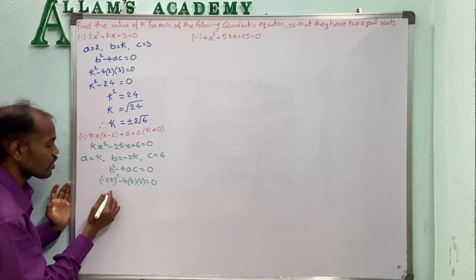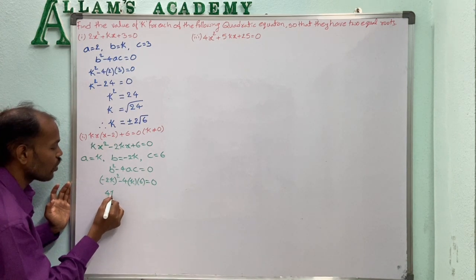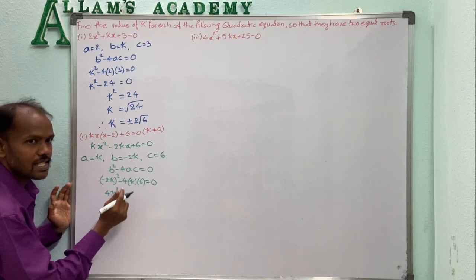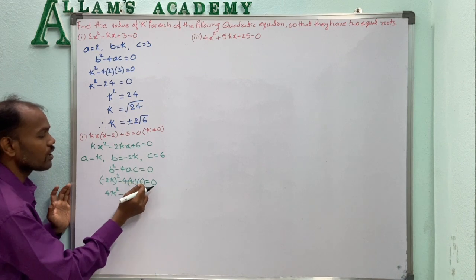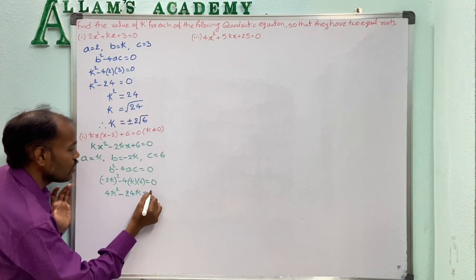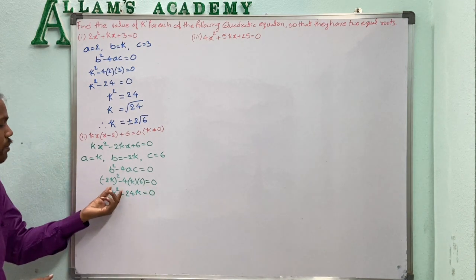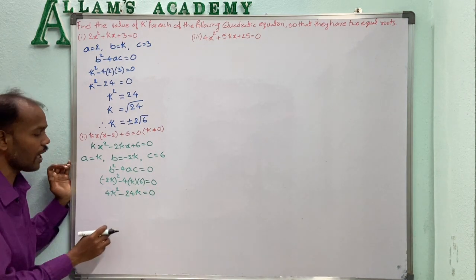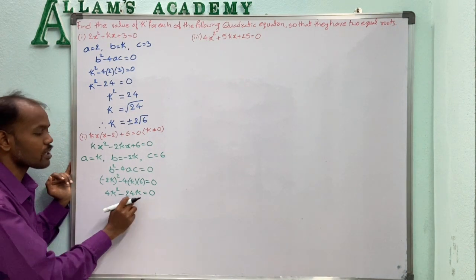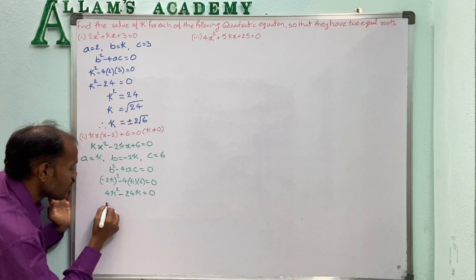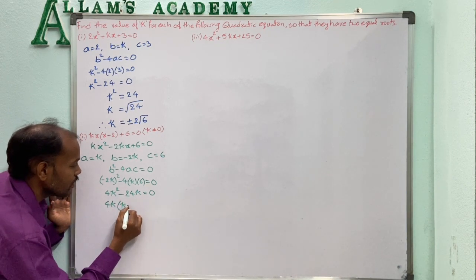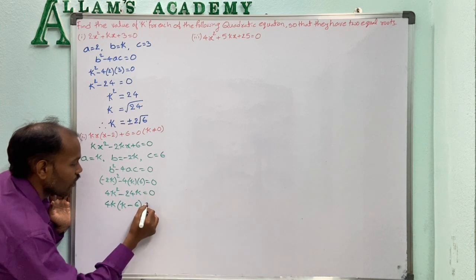So minus 2k whole square minus 4ac, with 4 into a equal to k and c equal to 6, equals 0. Minus 2k whole square equals 4k square, minus 4k into 6, that is nothing but 24k, equal to 0. Now 4k square we can write as 4k into k, and 24k we can write as 4k into 6. In this, 4k is common. Taking 4k common, we get k minus 6 equal to 0.